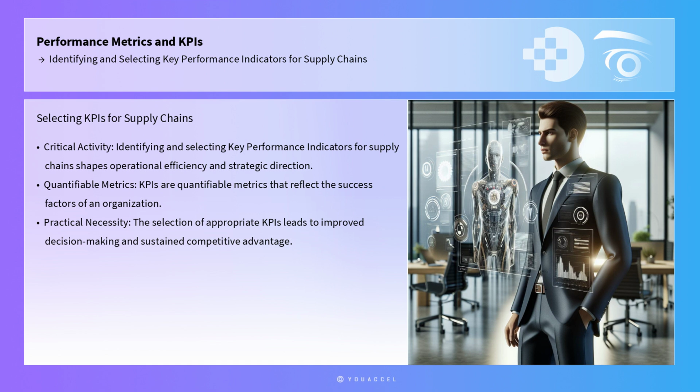Identifying and selecting key performance indicators for supply chains is a critical activity that shapes the operational efficiency and strategic direction of an organization. KPIs are quantifiable metrics that reflect the success factors of an organization, and in the context of supply chains, they serve as tools for gauging the effectiveness of supply chain operations. The selection of appropriate KPIs is not merely a theoretical exercise, but a practical necessity that, when executed correctly, leads to improved decision-making, enhanced operational performance, and sustained competitive advantage.